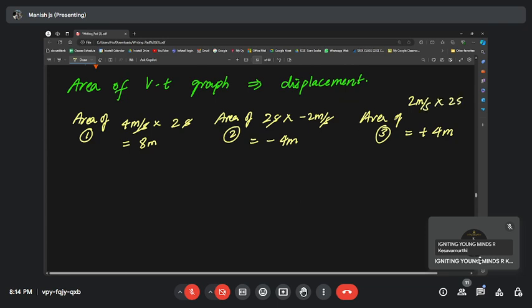2 meters per second into 2 seconds. You're getting it? Because 2 meters per second is above the x-axis. Something above the x-axis, positive value. Below, you will take negative value. So this is 2 meters per second into 2 seconds. Seconds cancel, you will get 4 meters.